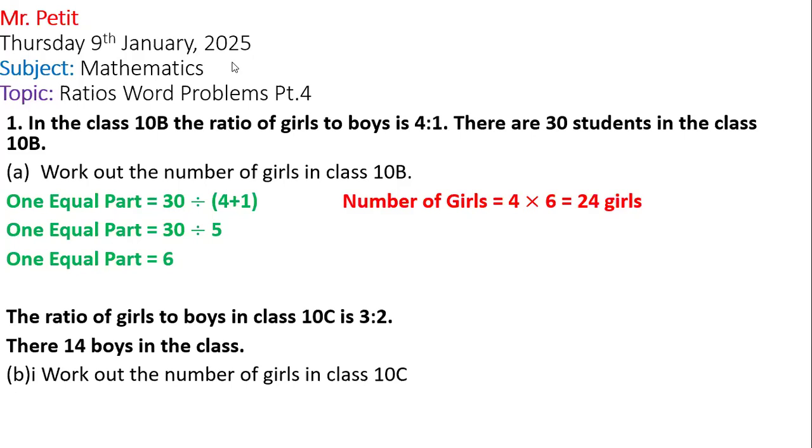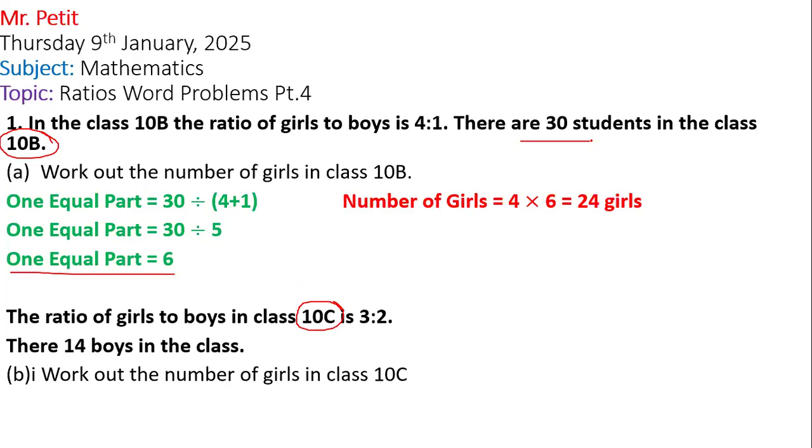Because we already found the number of girls and we know there are 30 students in this class, we don't have different classes. Sorry. You see the problem, right? This is a good question. These are different classes. This is 10B, and this is 10C. So we can't use the same one equal part, and we can't use the same 30 students, right? It changes. Do you all understand that?